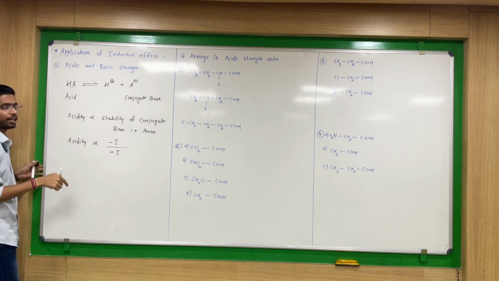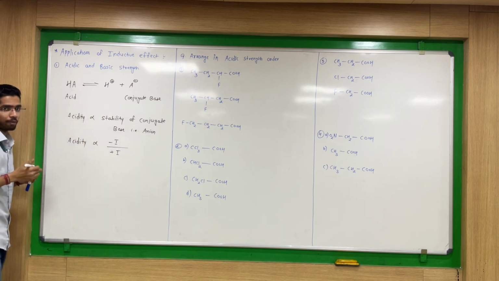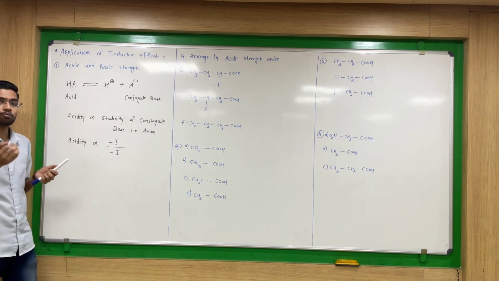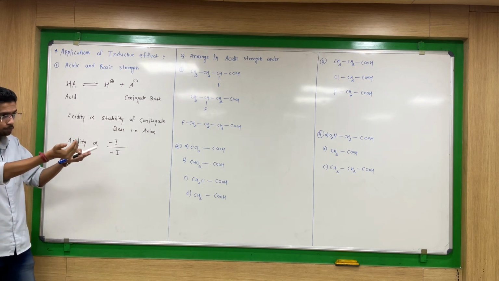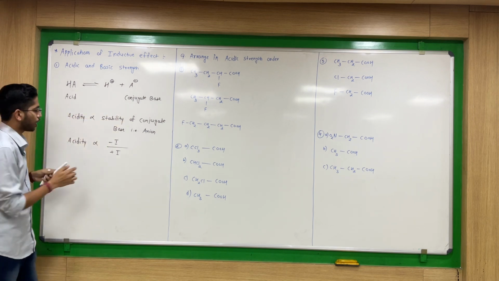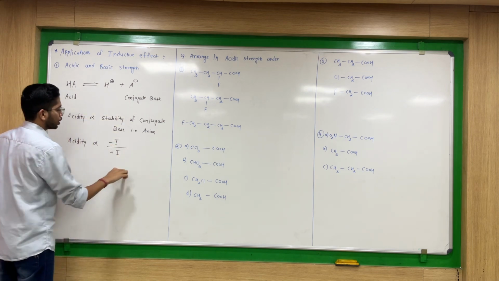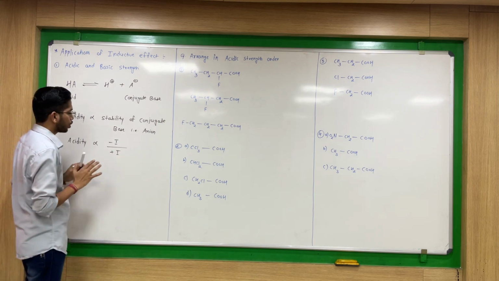To decrease that negative charge, I require groups that can decrease the charge on this A minus. So I want groups which show the minus I effect, such as fluorine, chlorine, bromine, iodine, which can pull the electron density on A minus so it becomes more stable. So acidity is directly proportional to the minus I effect and inversely proportional to the plus I effect. This is what we got.